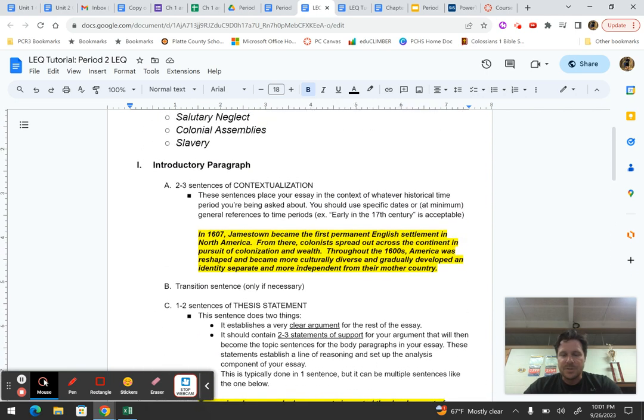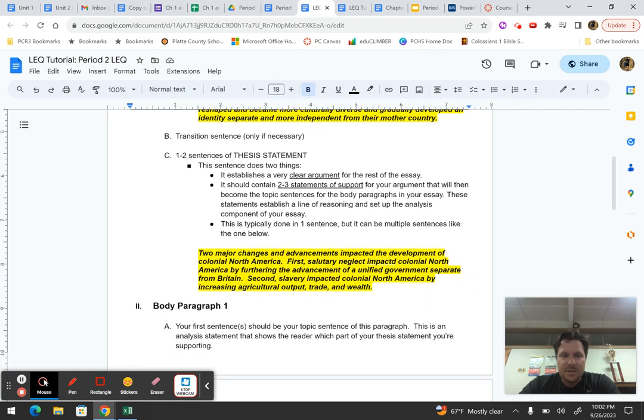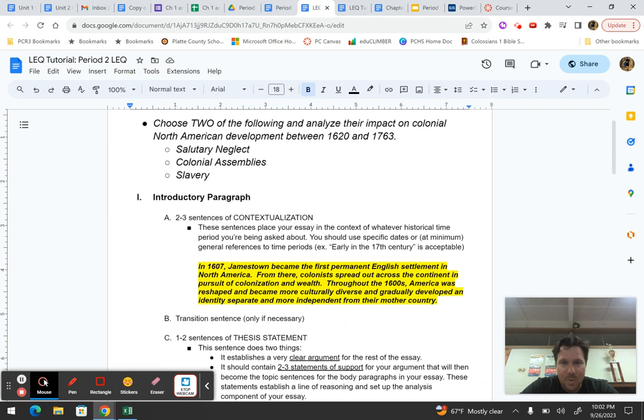But a lot of students start their essay just boom, right with a thesis, and that is not a good strategy. You always want to contextualize at the very beginning, and then you hit the reader with your thesis statement. Thesis statement does two very clear things. Number one, it establishes a clear argument for the rest of the essay. It needs to be very obvious to me if your question is you're choosing two of the following and analyzing their impact on colonial North America. When I read your thesis, it better be very clear which two you're analyzing and what their impact was.